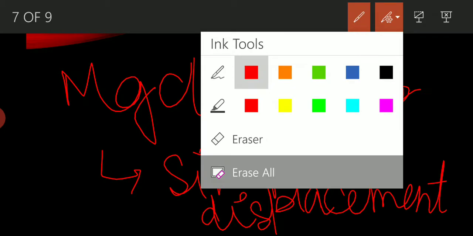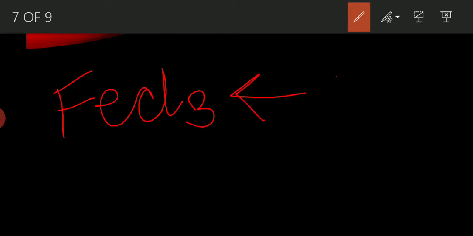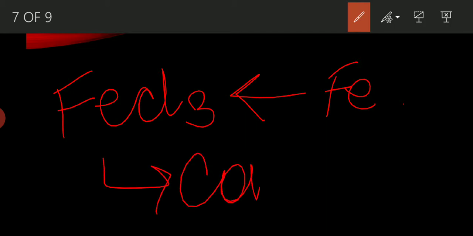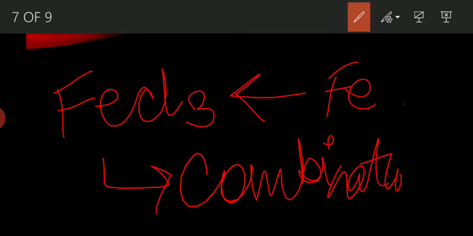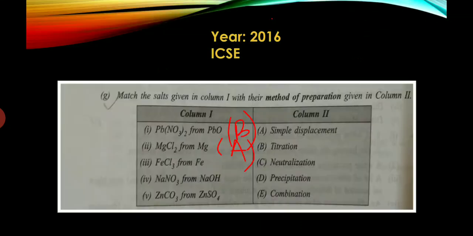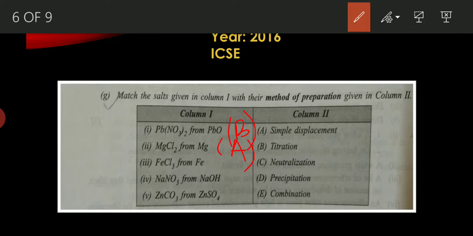Next is ferric chloride, FeCl3, from Fe. This is also very simple. When iron reacts with chlorine, it forms ferric chloride. That means simply combination reaction. So the answer will be E.